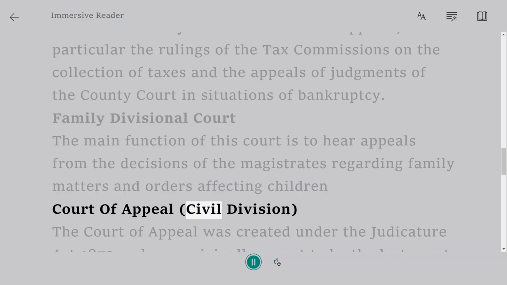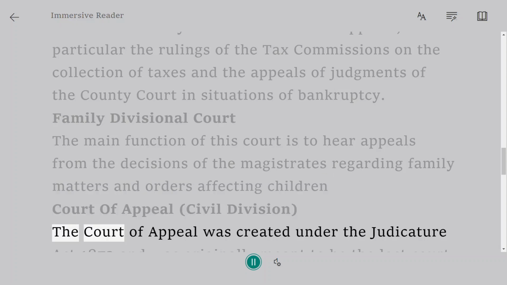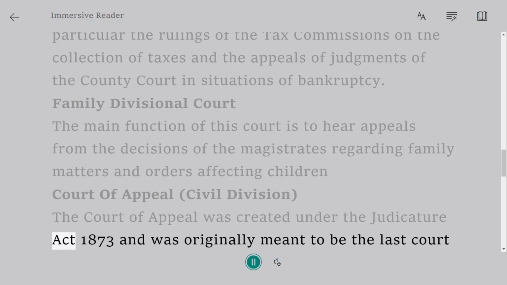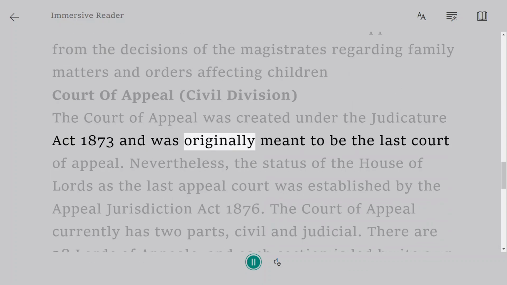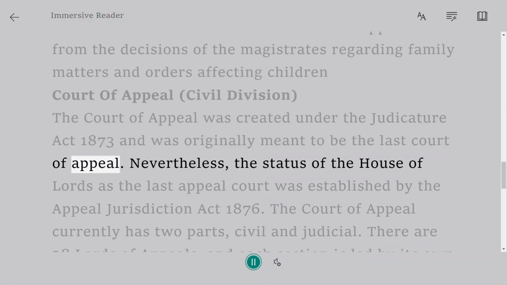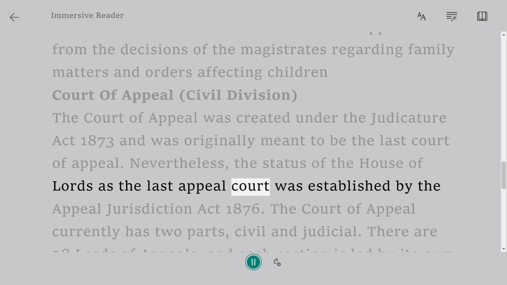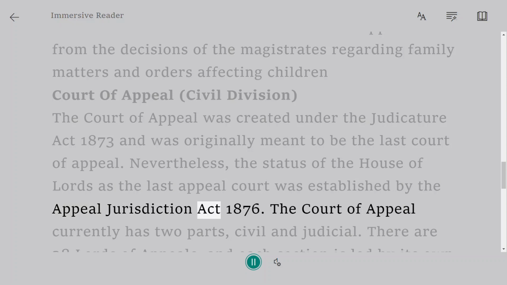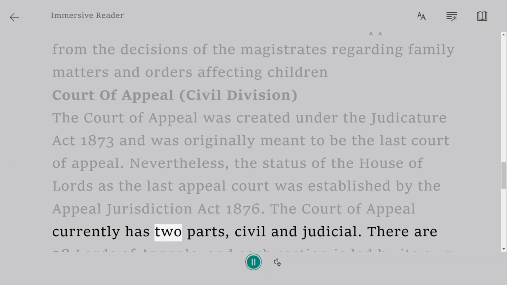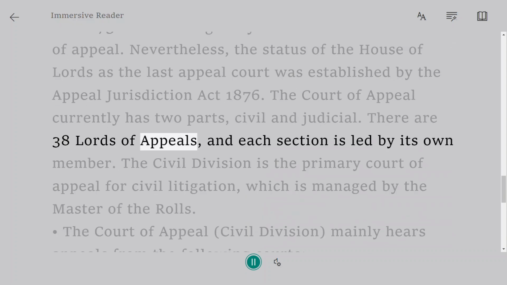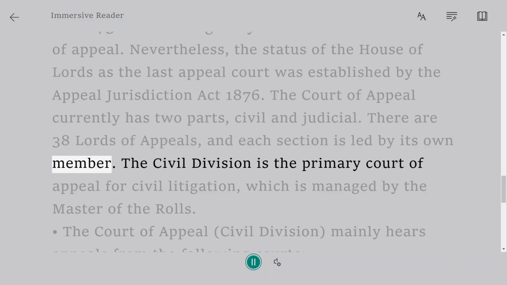Court of Appeal, Civil Division. The Court of Appeal was created under the Judicature Act 1873 and was originally meant to be the last court of appeal. Nevertheless, the status of the House of Lords as the last appeal court was established by the Appeal Jurisdiction Act 1876. The Court of Appeal currently has 2 parts, civil and judicial. There are 38 Lords of Appeals, and each section is led by its own member.